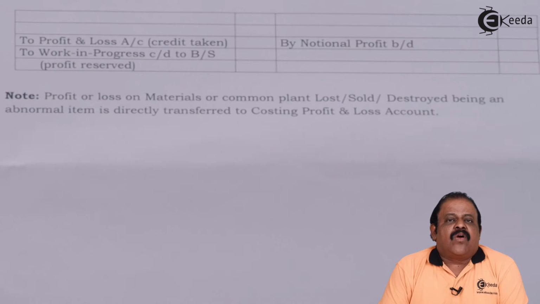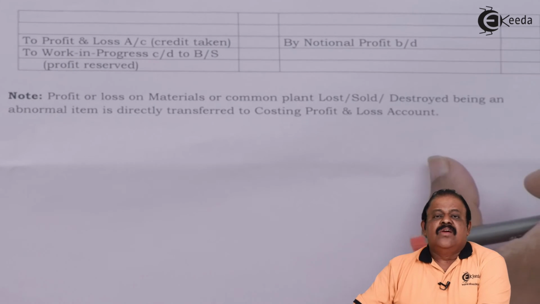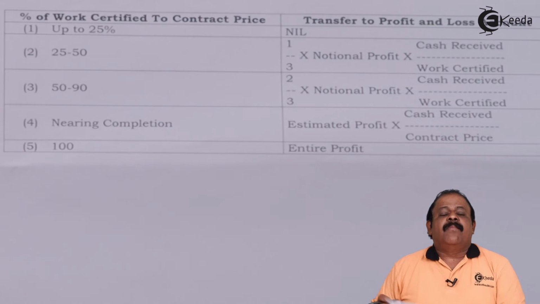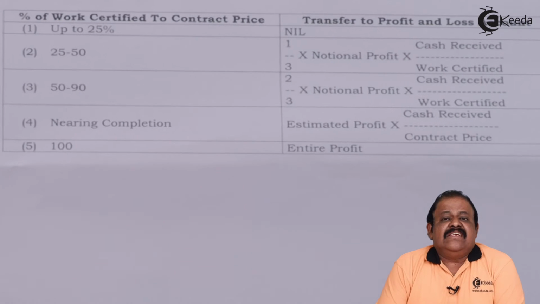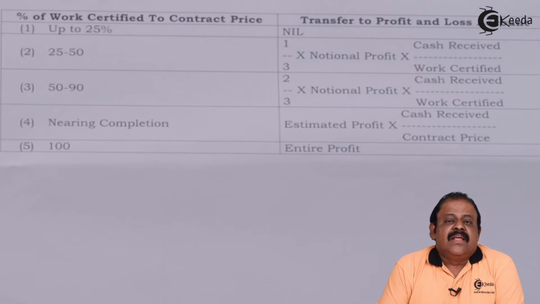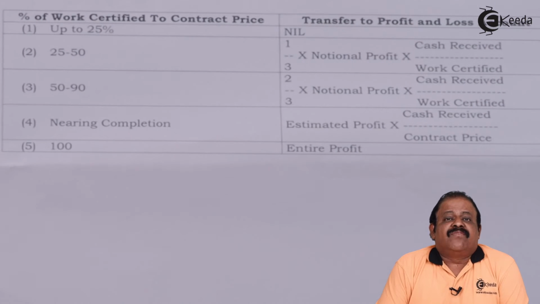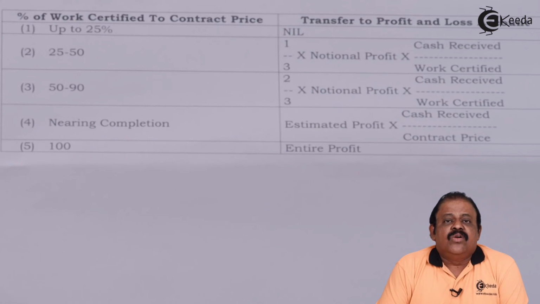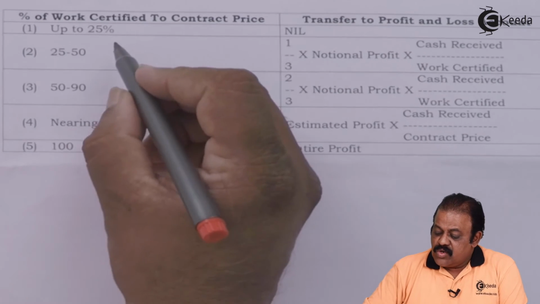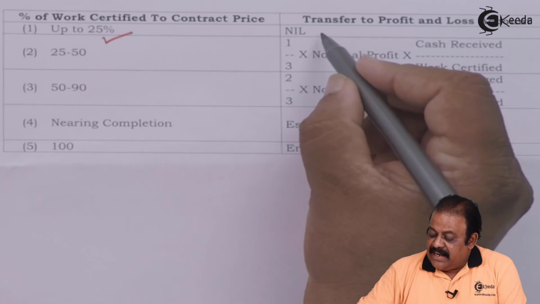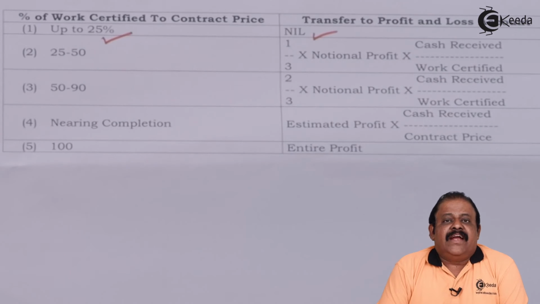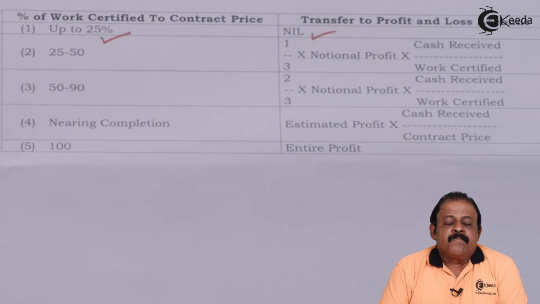In case of incomplete contract, we are required to follow certain rules. It says that we are required to consider how much amount of work certified is in relation to contract price. If work certified in relation to contract price is less than 25%, then we cannot transfer any amount of notional profit to profit and loss account. The whole amount will go to reserve. So up to 25%, the nil amount will be transferred to profit and loss account. The entire amount will go to reserve account.